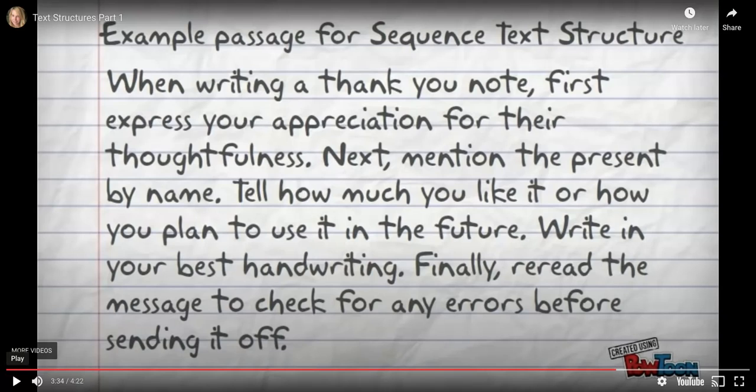And again, this is an example of a sequence text structure. And as you can see, there's vocabulary there that lets us know it's telling you how to do something in order. And the vocabulary or transitional words are first, next, and finally.